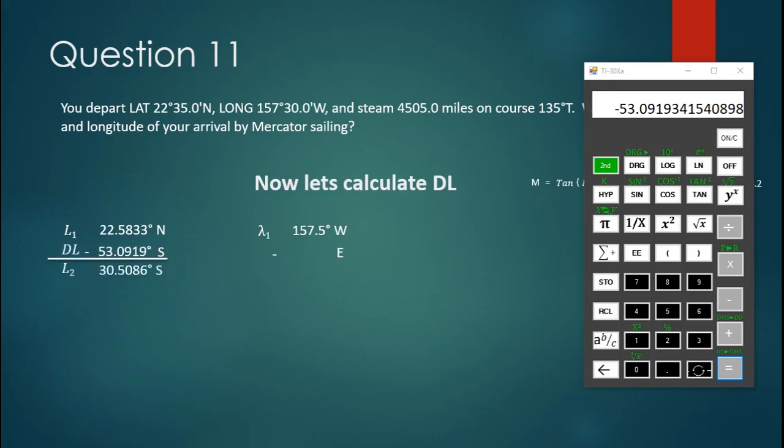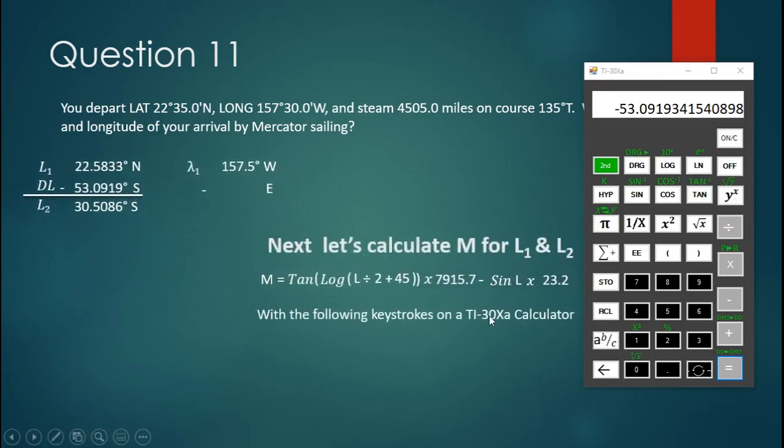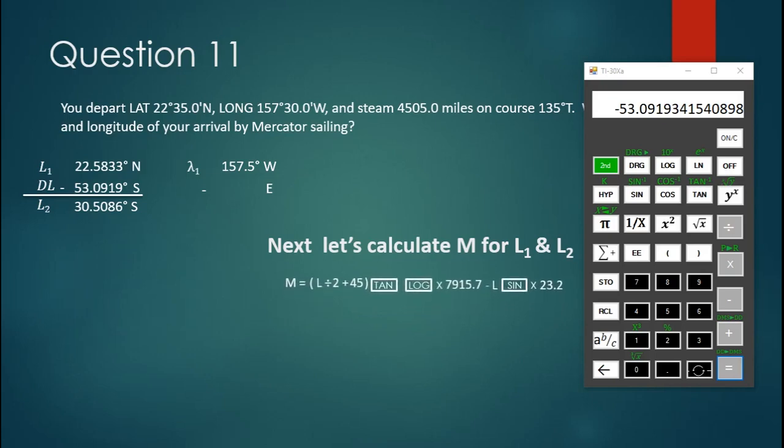And again, I have the larger number on the bottom, but that's 53.0919 minus 22.5833. We're just simply subtracting the smaller number from the larger number there. Okay, so now that we have L1 and L2, we can calculate the meridional parts. And we have to calculate meridional parts for every problem, no matter what they're asking for.